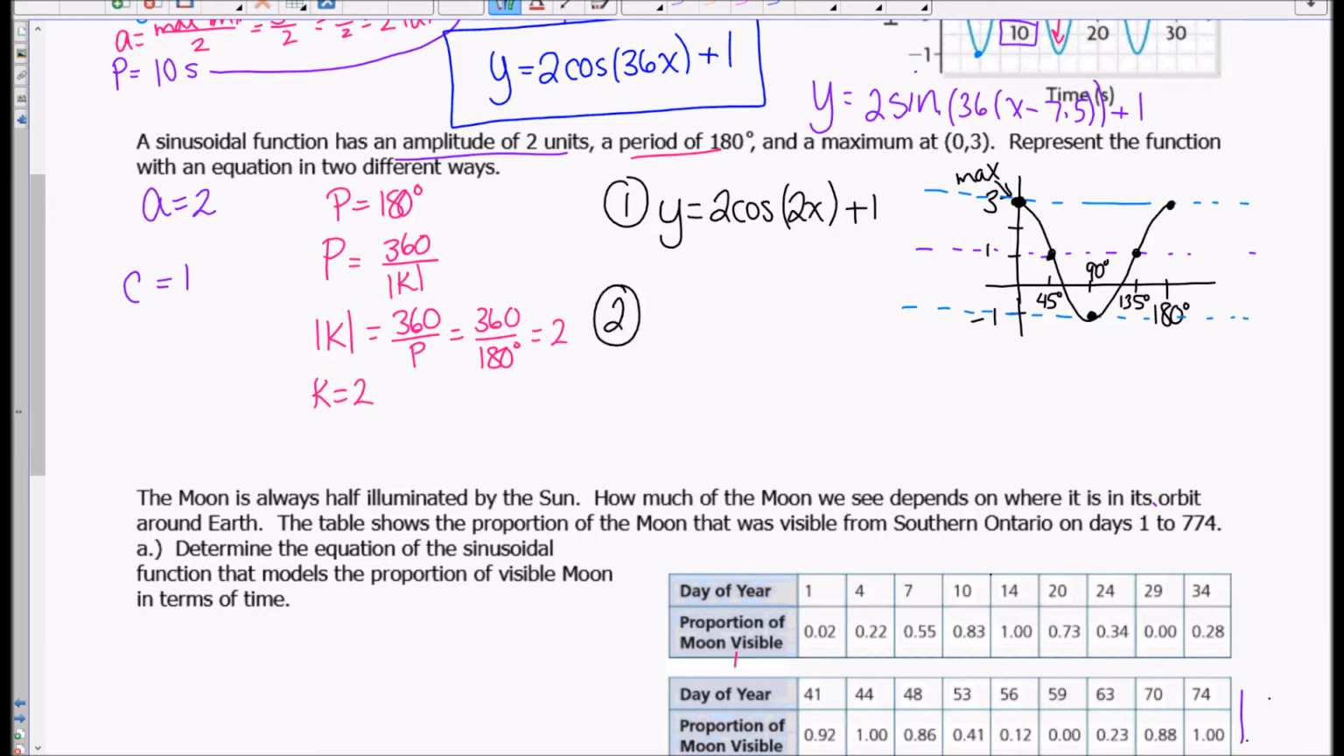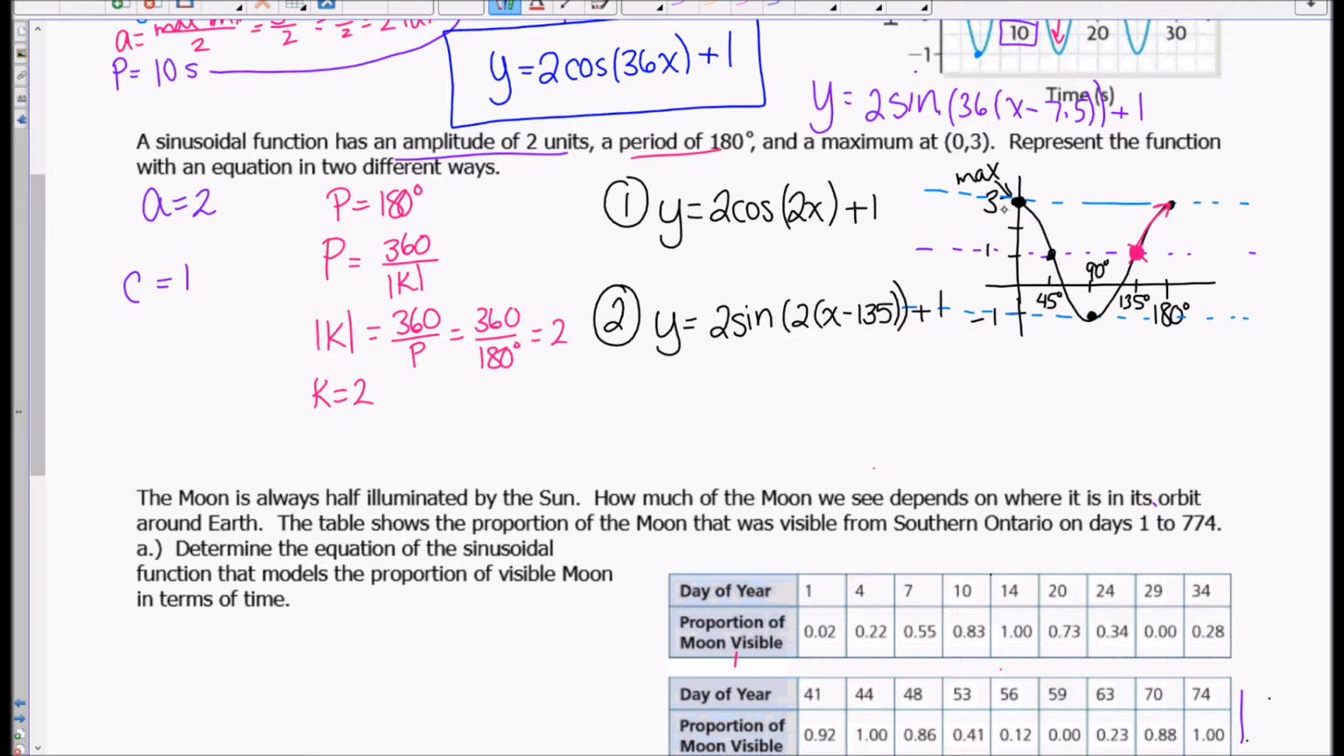Okay, that's one possible equation. A second possible equation is using sine. And remember, sine starts at the midway point and then it increases right here. So this right here would be sine starting its cycle right here at 135 degrees, which means it has a phase shift of 135 degrees. So this possible equation would be y equals 2 sine of 2, and then in brackets x minus 135, because it has a phase shift of 135 degrees to the right, plus 1.